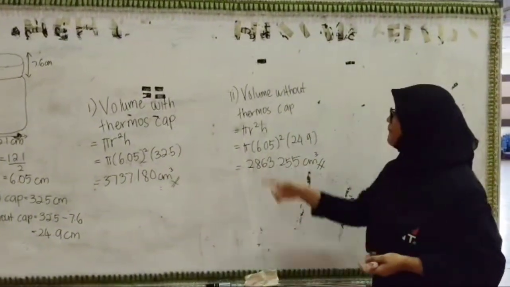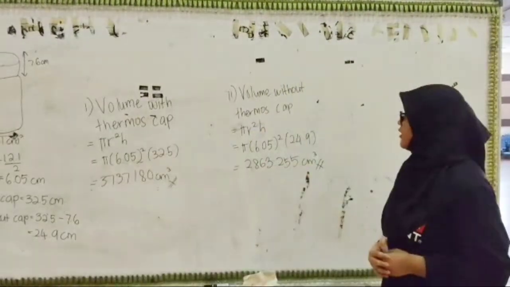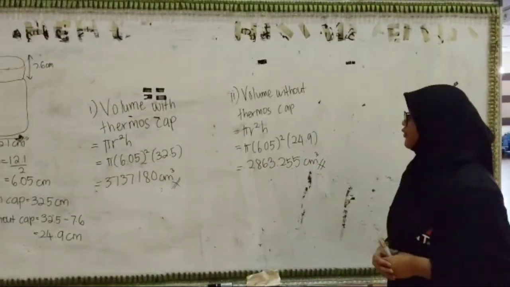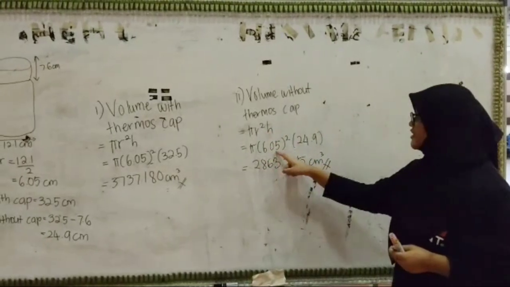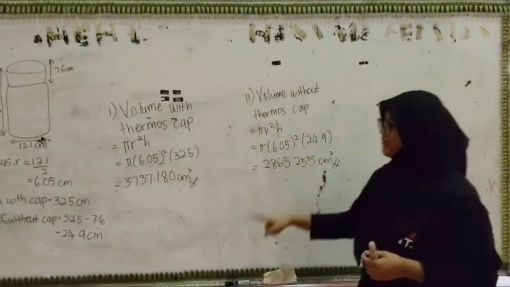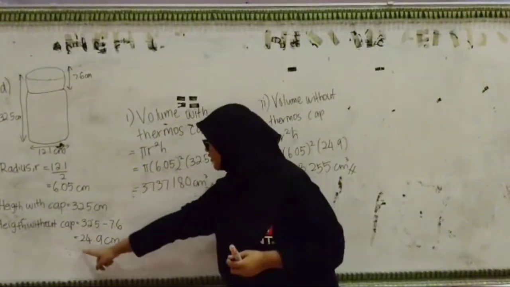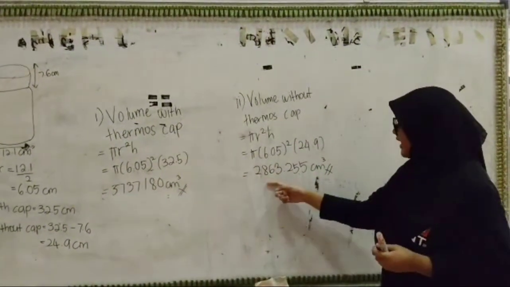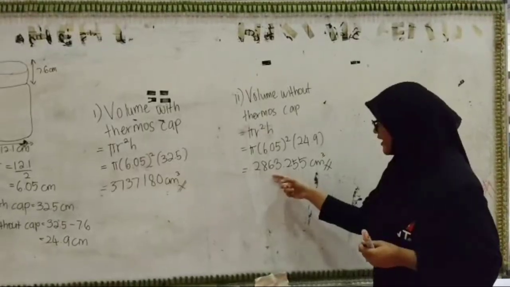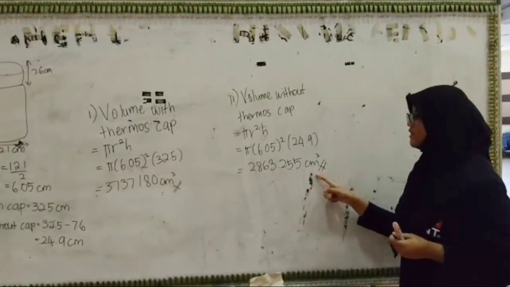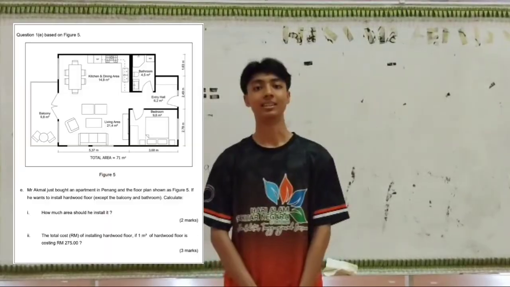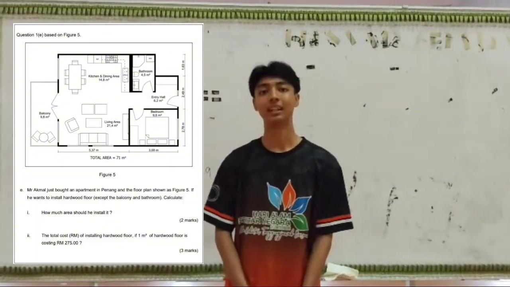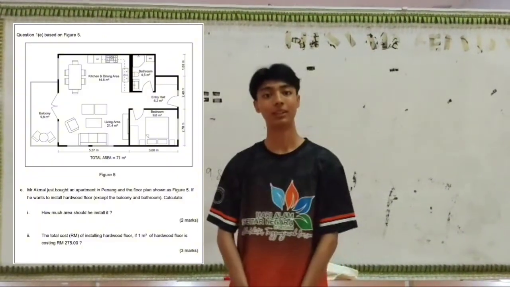However, for the second question, they ask for the volume without the thermos cap. With the same formula, pi r squared h, we just need to substitute the values, where r is the same, 6.05 squared, and for the height we use the height without the cap, which is 24.9 centimeter, and we get 2,863.255 centimeter cube.